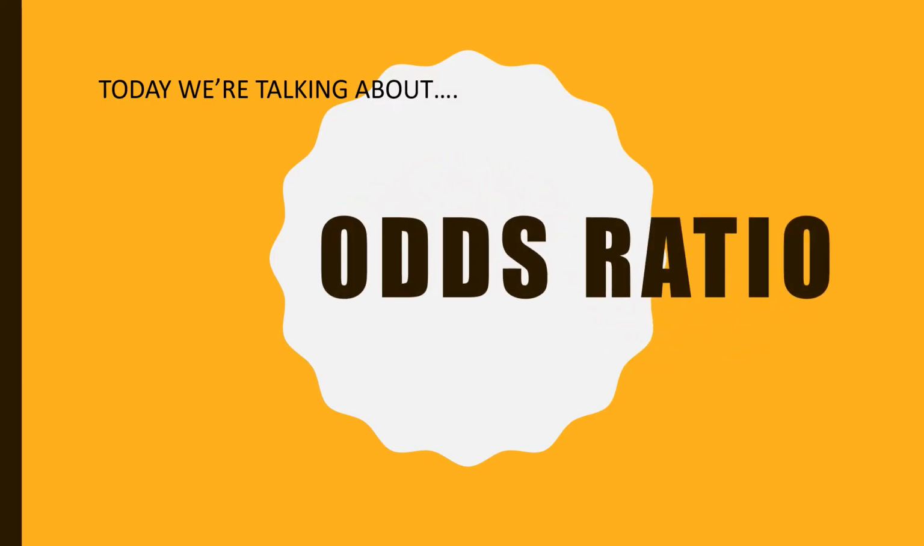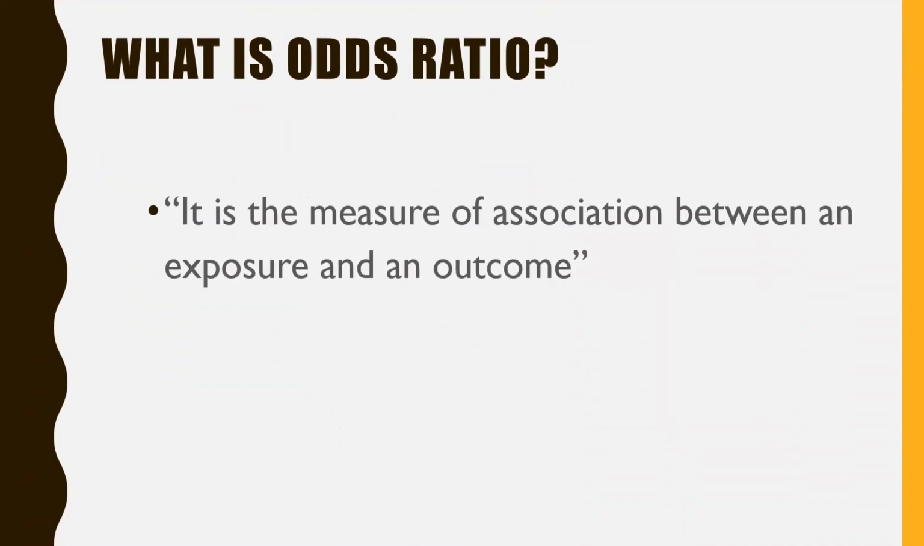Today we're going to be talking about the odds ratio. What is it exactly? Well, the odds ratio is a measure of association between an exposure and an outcome. The odds ratio signifies the odds that an outcome will happen when shown a certain exposure and then compares it to the odds of the outcome occurring when that exposure is absent.